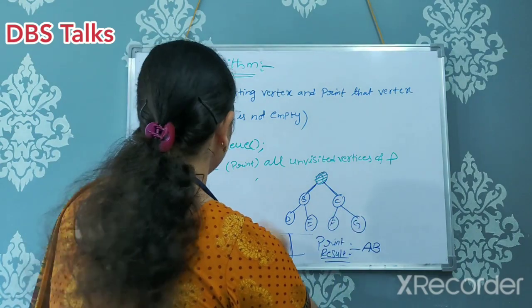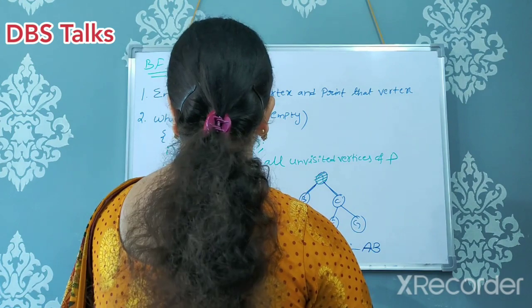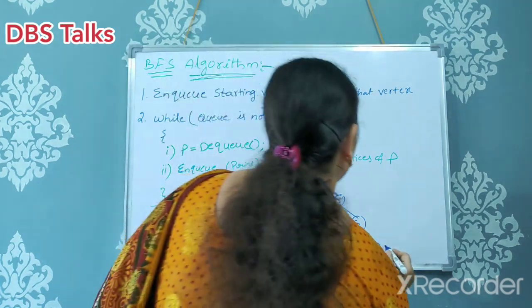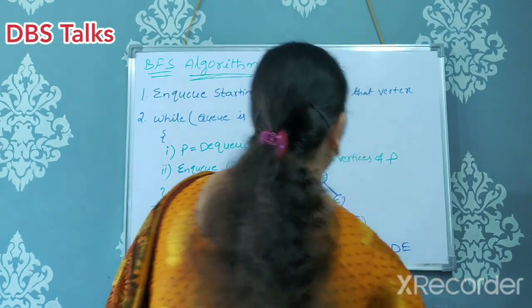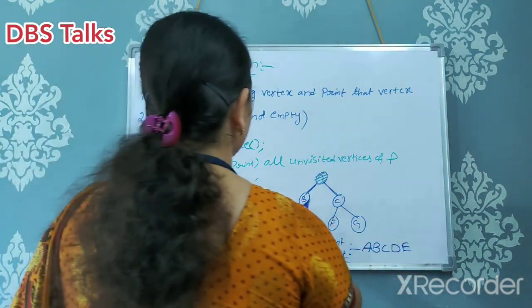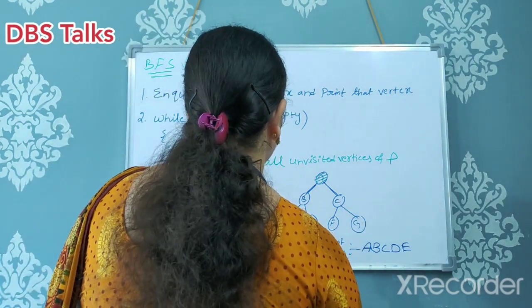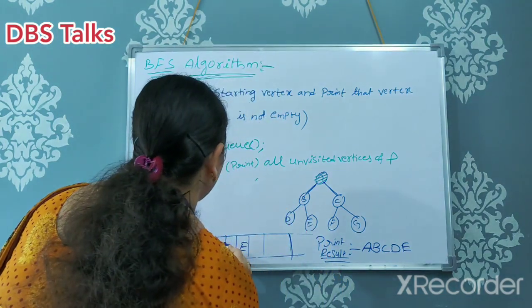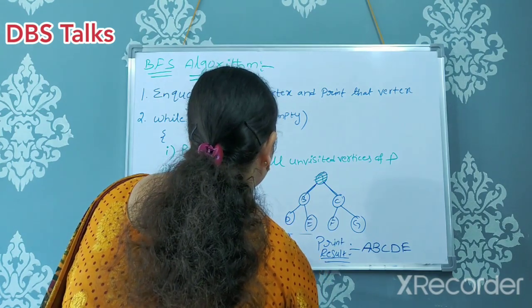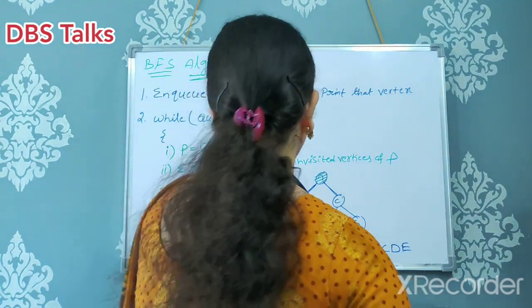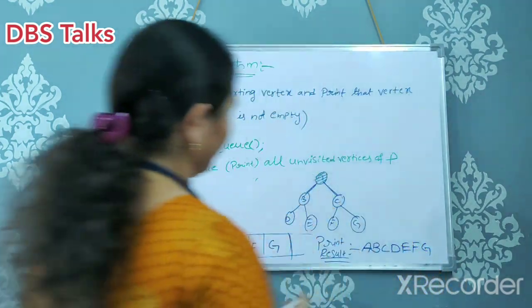What about C? C is already inserted. Already we have B, C, D and E. What is the next one? C. C contains how many adjacent vertices? 2. What are those? So then we can dequeue C. Then C has F, G, so we can write F, G here.